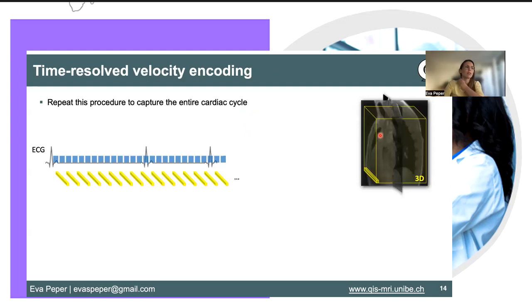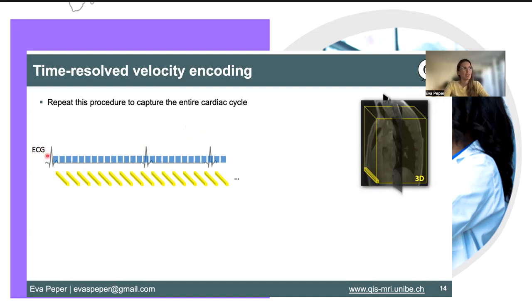There is one remaining problem, and that is that we want to capture the velocity of each particle for each cardiac frame, like for each cardiac movement, so to say. Otherwise it would just be a static image, which will probably not tell us much. So what we do is, for every point of our image, we also want to acquire it at every time point of our heartbeat.